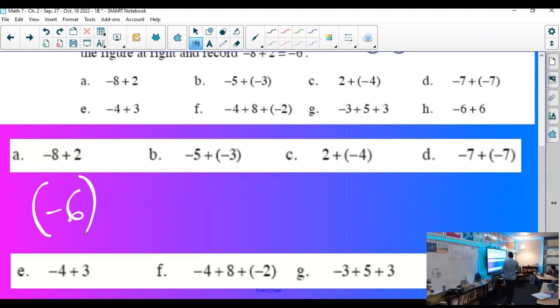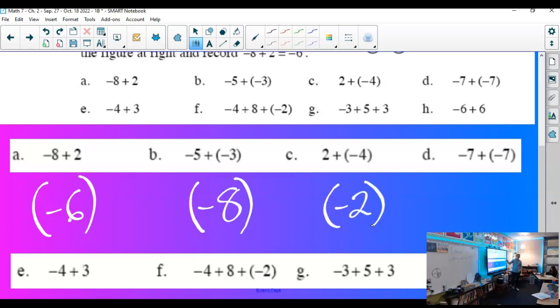Lindy, if -5 and -3 are hanging out together, what do they make? -8. Hey guys, we're doing these together, right? These are on your paper. If a +2 and a -4 come together, what do we get? Do they fight or get along? Who wins? Yeah, the 4 wins, or the negative wins, we should say, the negative wins by 2.